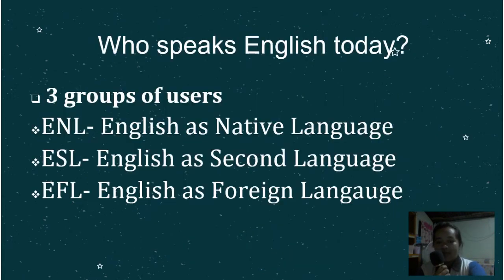But before that, let me classify the English language. So we have here the three groups of users. First, ENL stands for English as a native language, ESL, English as a second language, EFL, English as a foreign language.